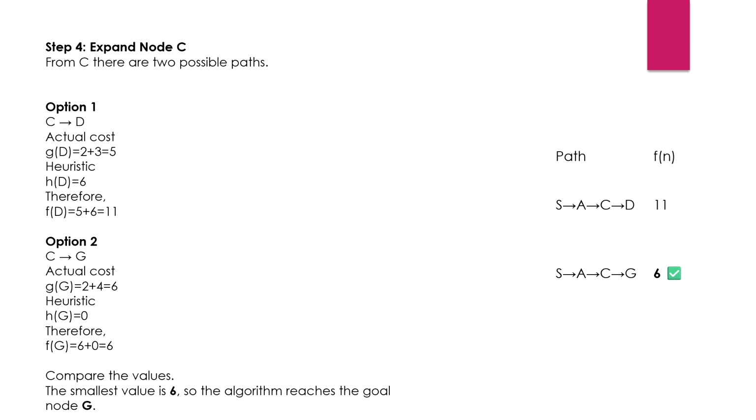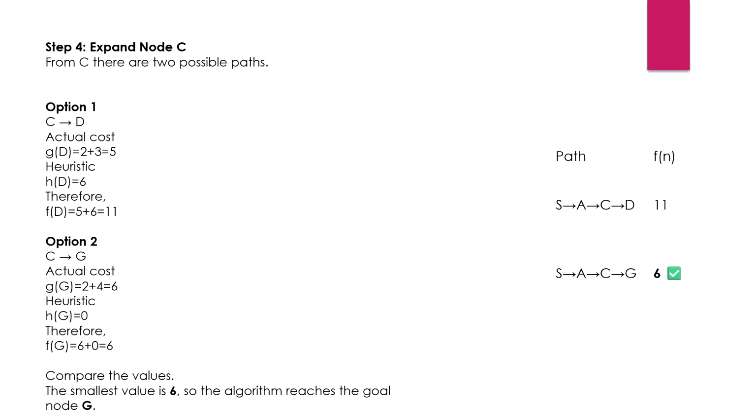And next, step 4, expand node C. Node C also has two possible paths. One is C to D and another option is C to G. We have to find f of D for option 1 and f of G for option 2. First, option 1, C to D. Actual cost g of D equal to 2 plus 3 equal to 5 and h of D equal to 6. Therefore, total f of D equal to 5 plus 6 is equal to 11. The path value of option 1 is 11.